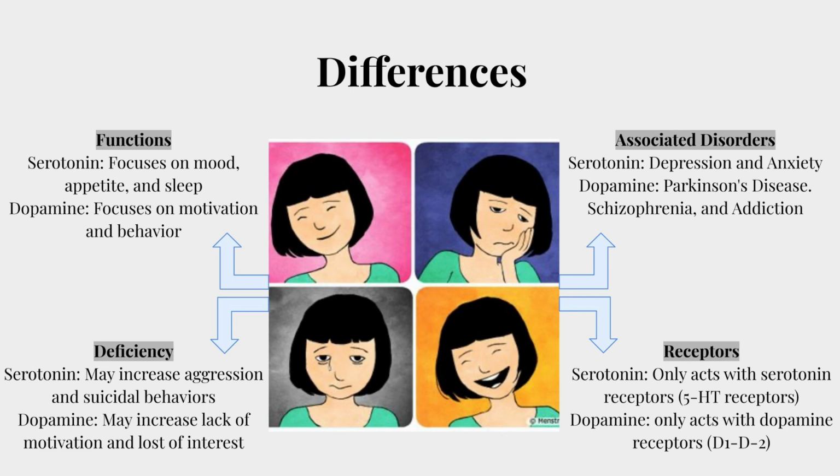Associated behavior: serotonin mainly has depression and anxiety. Dopamine has Parkinson's disease, schizophrenia, and addiction. Deficiency: serotonin may increase aggression and suicidal behaviors, while dopamine may increase the lack of motivation and loss of interest. And for receptors, serotonin only acts with serotonin receptors, which are 5-HT receptors, while dopamine only acts with dopamine receptors, which are D1 or D2.